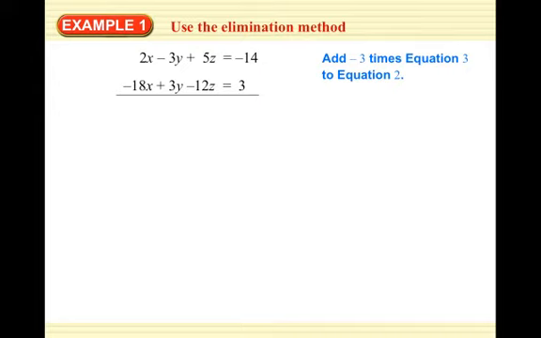So I'm going to add those together, and that's going to give me a new equation 2, which I'm going to mark with a star and a 2 and then circle it. So 2x minus 18x is negative 16x. Negative 3y plus 3y zeroes out, which was our goal. And now we've got 5z plus negative 12z is negative 7z. And then we have negative 14 plus 3 is negative 11.